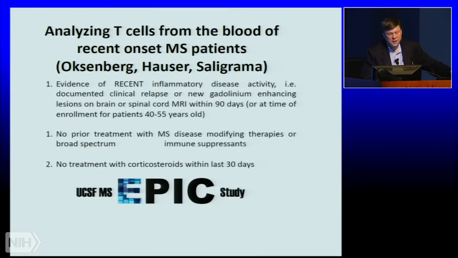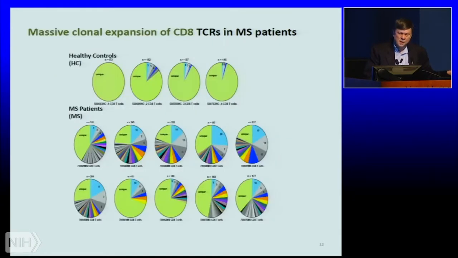So we've been hot on the trail here in MS, and particularly collaborating with a group at UCSF that has a really nice study of MS patients, and particularly was able to get us almost 20 patients of recent onset that had not been treated. There are many immune modulatory drugs for MS, and these are just people just coming into clinic, so we didn't have to worry about the effects of those drugs.